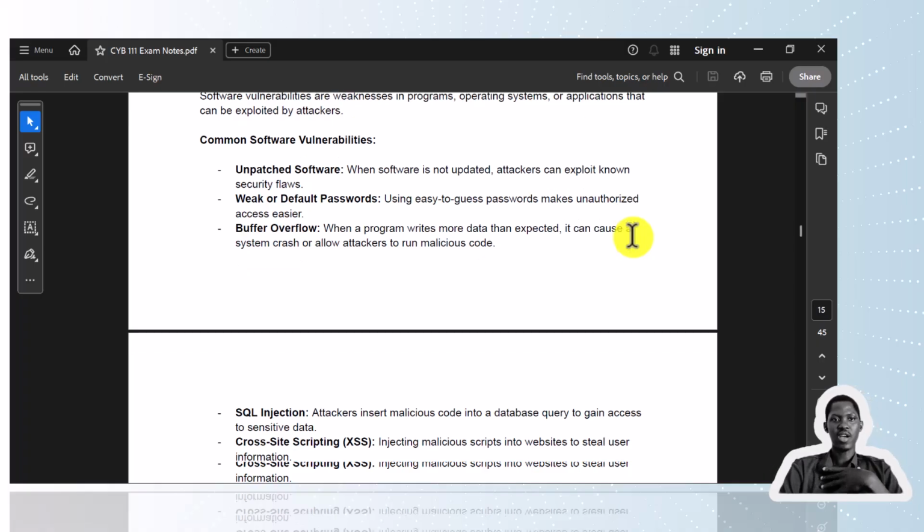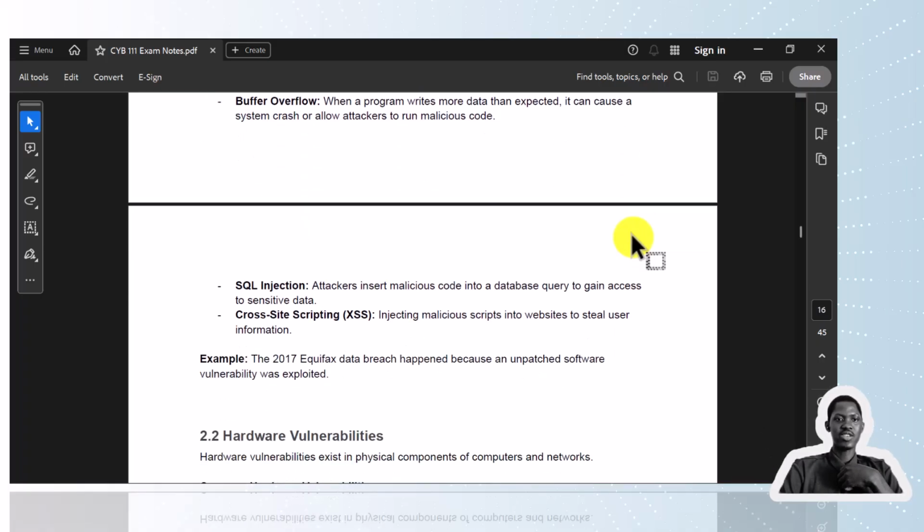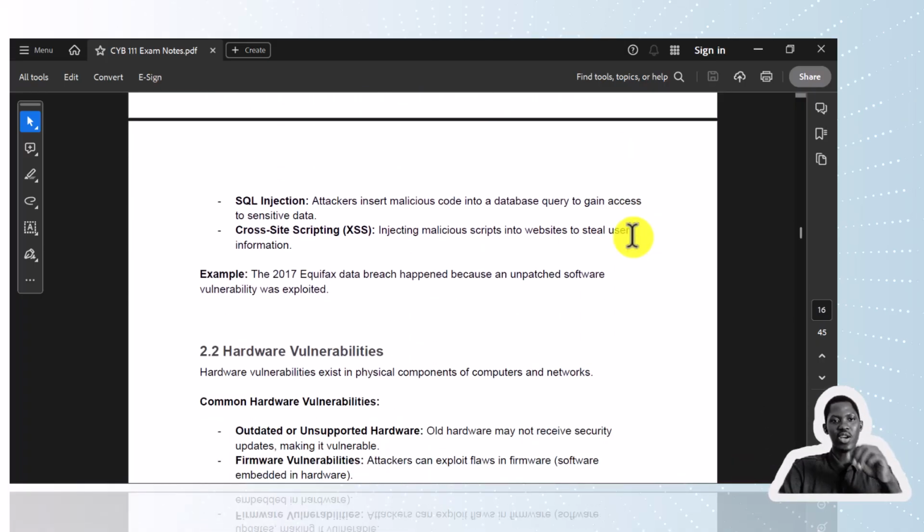So now, another common software vulnerability is SQL injection. SQL is structured query language. So it's an example of a programming language, right? Then that is used to query a database, retrieve data from the database. When you are working with data, you have to store that data somewhere.